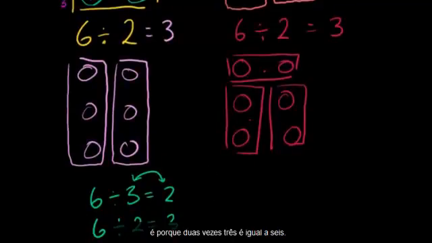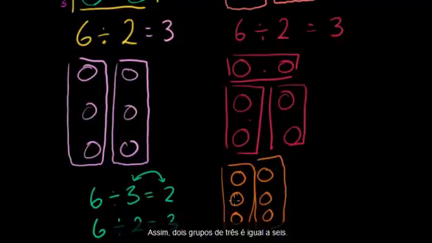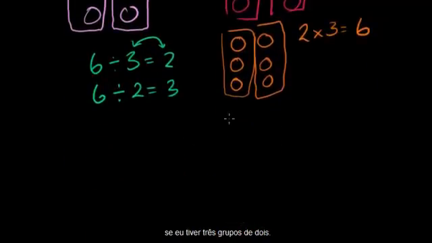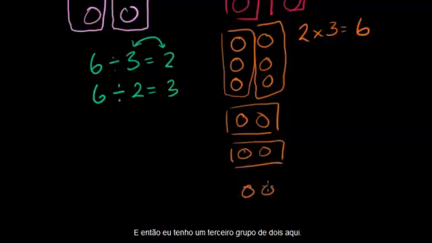If I have, let's say, 2 groups of 3, let me draw 2 groups of 3. So that's 1 group of 3, and then here's another group of 3. Right? That's 1 group of 3, and that's another group of 3. So 2 groups of 3 is equal to 6. 2 times 3 is equal to 6. Or you could think of it the other way. If I have 3 groups of 2, so that's 1 group of 2 right there, I have another group of 2 right there, and then I have a third group of 2 right there.